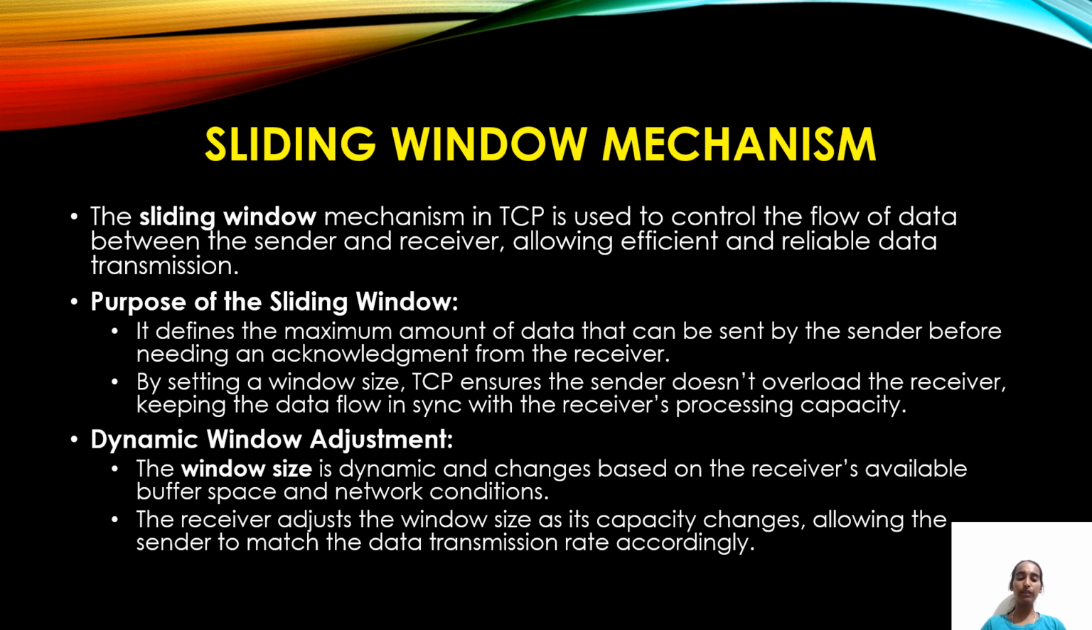Then comes the dynamic window adjustment. The window size is dynamic and changes based on the receiver's available buffer space and network conditions. The receiver adjusts the window size as its capacity changes, allowing the sender to match the data transmission rate accordingly.